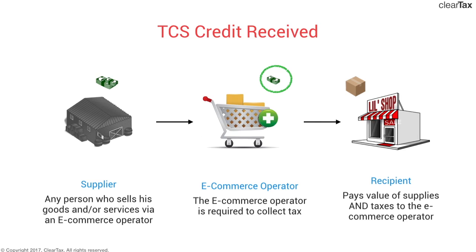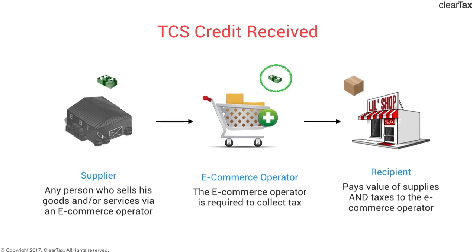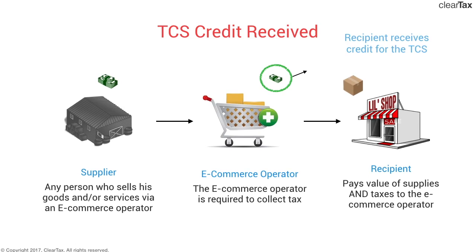This is the situation. The e-commerce portal collects payment for invoices as well as taxes from the recipient. He pays off the invoice amount and the portion of tax to the supplier and pays to the government the portion of TCS he is required to collect, tax collected at source. This is what we are talking about. The recipient will receive credit for the TCS remitted by the e-commerce operator.